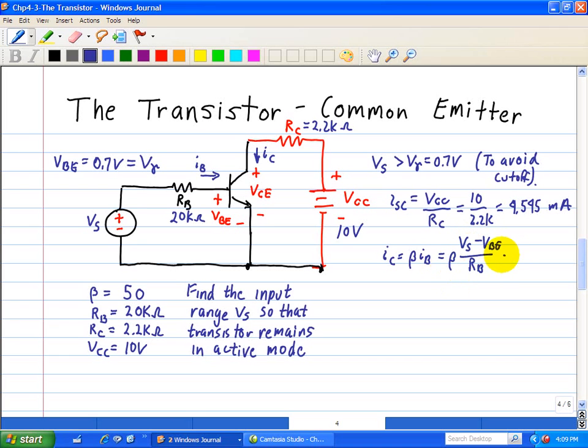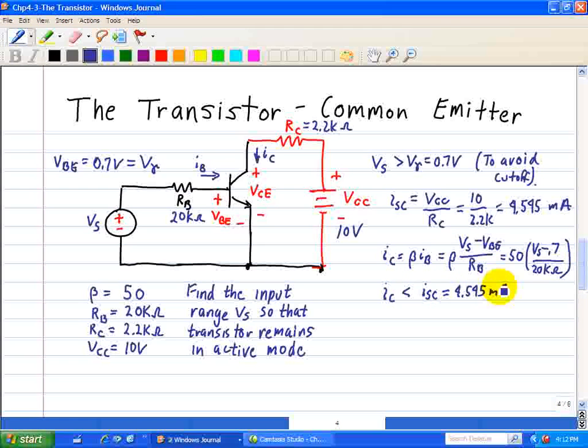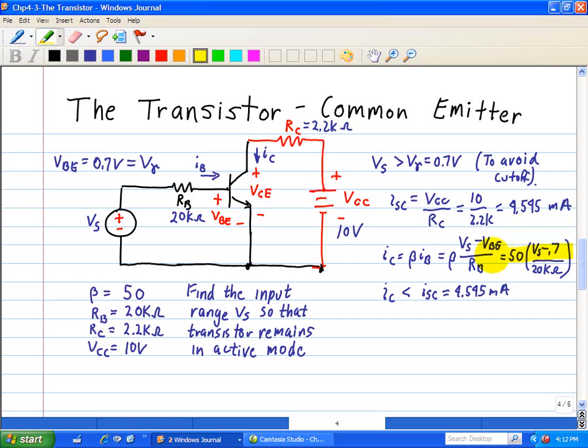Now we substitute the values, 50 for beta, VS minus 0.7, all over 20 kilo ohms. Now we note that this IC, in order to remain in active mode, has to be less than ISC. And we found that ISC is 4.545 milliamps. Now, using this expression here and here, we'll solve for the inequality for VS.